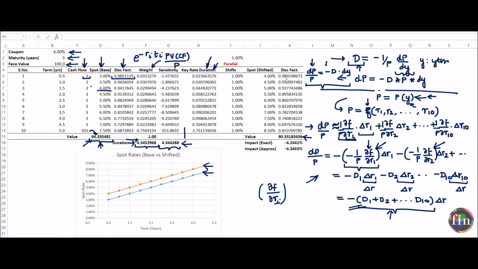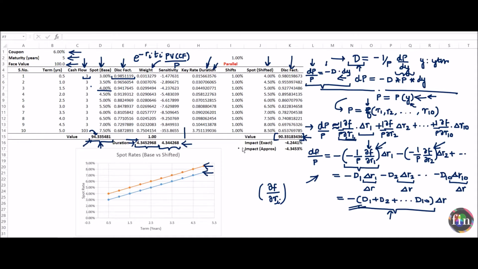All that I am doing here is take the shifted spot rates, convert them into discount factors, do a sum product of column K with column C, which is my cash flows, and arrive at the new value of my bond. That's like a revaluation. Now this revaluation will give me the exact impact which this change or shift in the spot rate term structures would have on this particular bond's valuation.